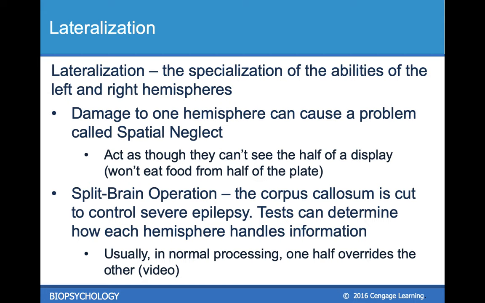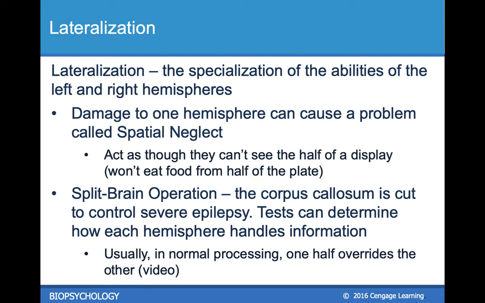In other cases, they do what's called a split brain operation. That's when a person, typically because they have severe epilepsy, will have their corpus callosum severed. They'll actually go down right between the two halves of the brain, and they will cauterize and cut the corpus callosum, that superhighway that connects the two hemispheres. And in different testing situations, they can determine how the hemispheres handle information.